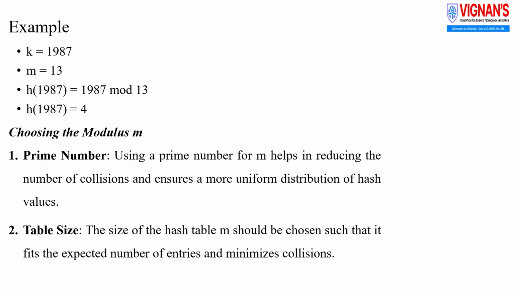Now, choosing the modulus m is very important. First, m should be a prime number. Using a prime number helps reduce collisions and ensures a more uniform distribution of hash values. Second, the table size should be selected based on the expected number of entries. A properly chosen table size helps minimize collisions and improves performance.